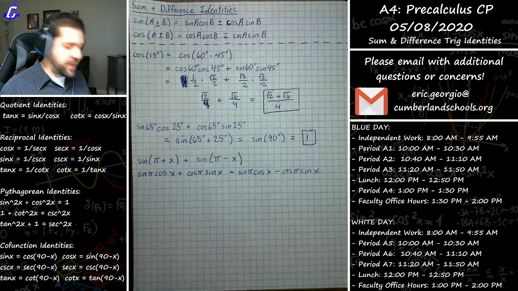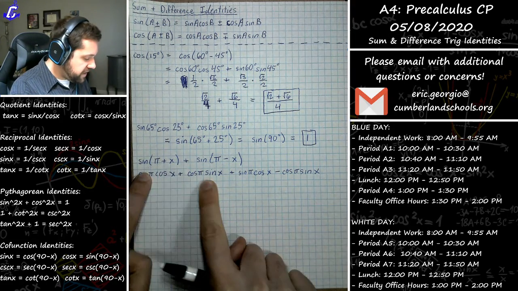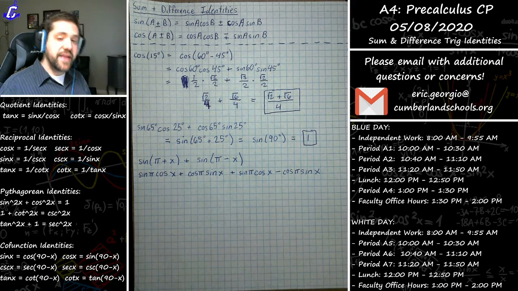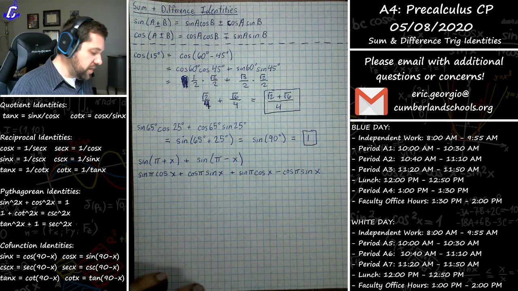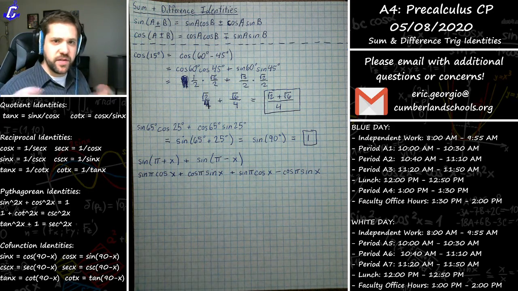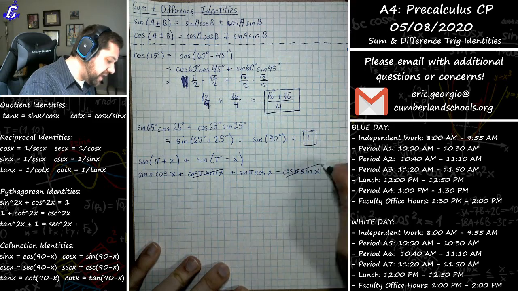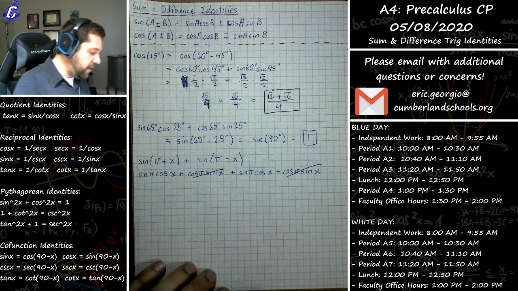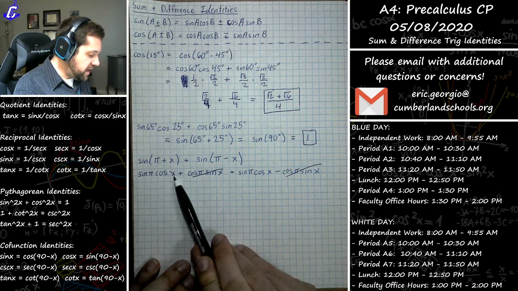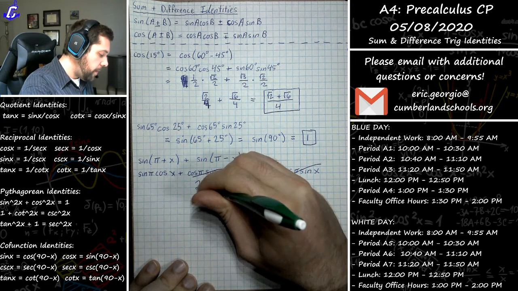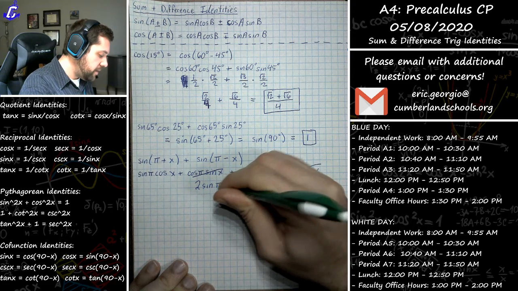So everybody see how that expanded out? One expansion for this and one expansion for this, these two terms over here. Now that I have all that, we can look at how to combine these terms. Look, positive cosine pi sine of x and negative cosine pi sine of x are going to cancel out. I now have sine of pi cosine of x and another sine of pi cosine of x. That's going to make 2 sine of pi cosine of x.